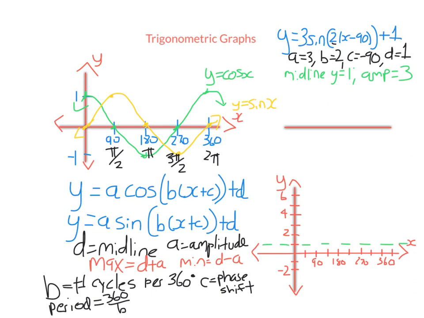We know because b is 2, there are going to be 2 cycles per 360 degrees. So the period is going to be 360 over b, which is 180 degrees. The distance between maximums will be 180 degrees. So we know basically where we're going. It's going to be between 4 and minus 2. It's going to hit its maximum, come down, and hit its maximum 180 degrees later. The thing we don't really know is where the maximums actually occur. Do they occur at 0 and 180 or 90 and 270?